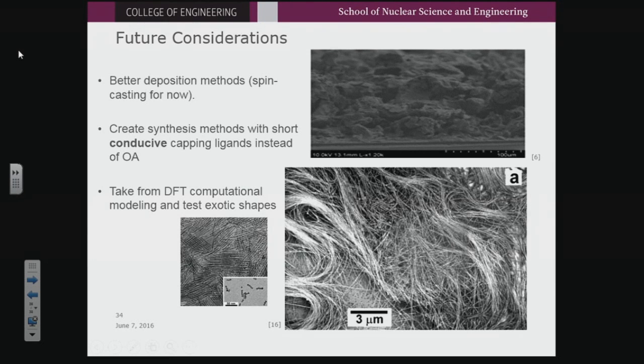And in the farther future, we could take from what they're doing over there in density functional theory with their computational modeling and test for exotic shapes. We have nanorods and even nanowires here, which still have a dimension of confinement. But as you see, maybe we could leverage these longer length scales to improve charge transport.